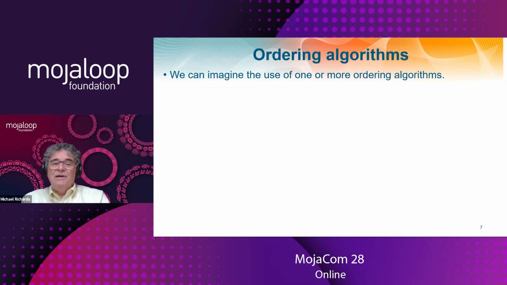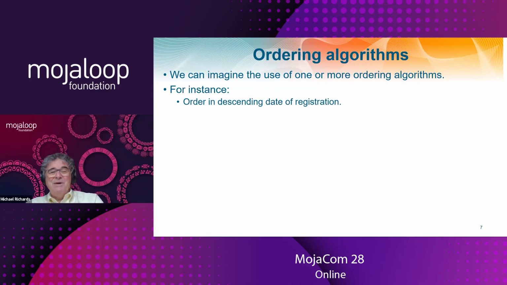Now, we can imagine that there might be one or possibly more ordering algorithms. For instance, this is known as the Miller algorithm because it was originally suggested by Miller. Basically, it just says the latest registration is the one you probably want to send to, on the basis that people are essentially replacing accounts. So that says order in descending date of registration. Give me the latest first and then the earlier ones in sequence.